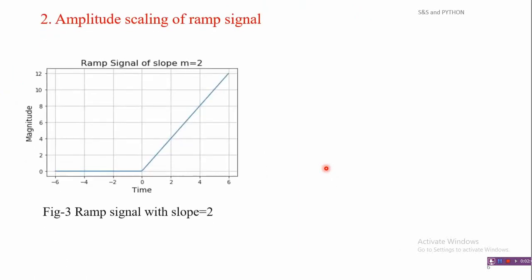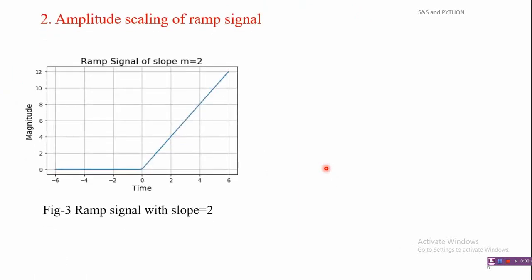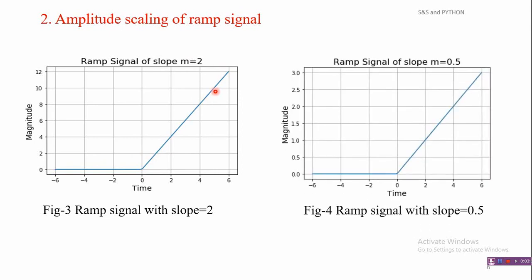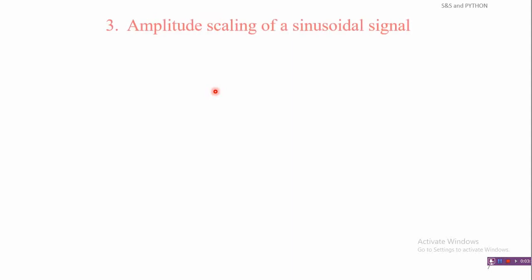Let us take the ramp signal. What is meant by amplitude scaling of the ramp signal? A unit ramp signal will have a slope of 1 for t greater than 0, a straight line of slope 1, and 0 for t less than 0. Suppose you make the slope equal to 2, then its amplitude gets scaled by 2. This is going to be a ramp, or a straight line, with slope equal to 2. It can also be less than 1, as shown in this figure.